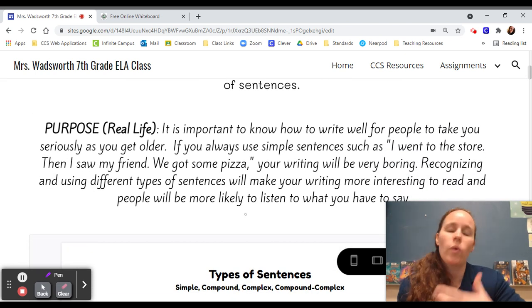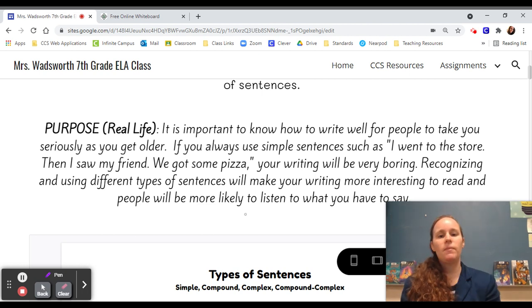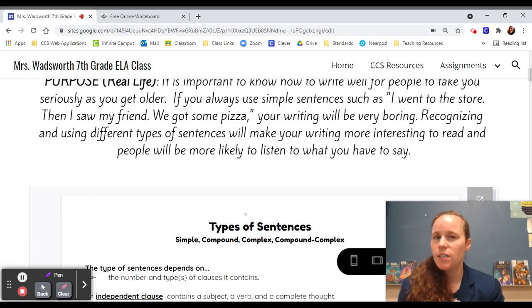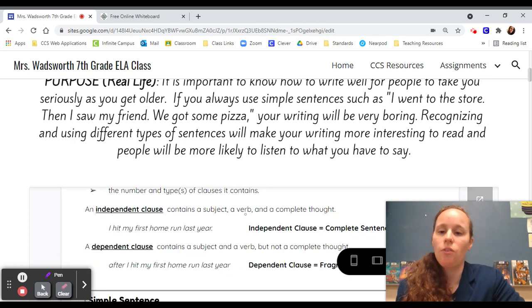And the whole reason that we're doing this is that it's important to know how to write well for people to take you seriously as you get older. If you always use simple sentences such as, I went to the store, then I saw my friend, we got some pizza, your writing will be very boring. Recognizing and using different types of sentences will make your writing more interesting to read, and people will be more likely to listen to what you have to say. So there are 4 types we are focusing on.